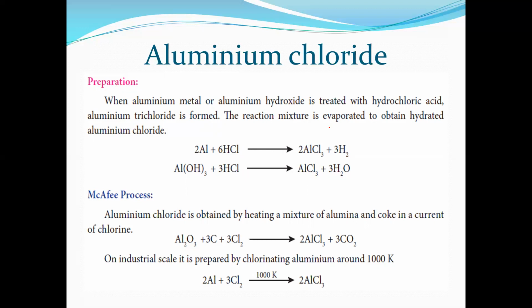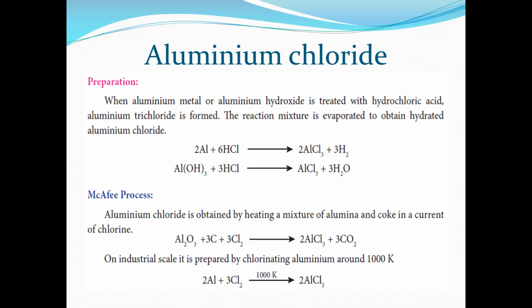So this reaction mixture is evaporated to obtain the hydrated aluminum chloride. So we are getting the compound only in the hydrated form. Hydrated form means water molecules are also present with the aluminum chloride. If we evaporate this compound further, it immediately changes into aluminum oxide.